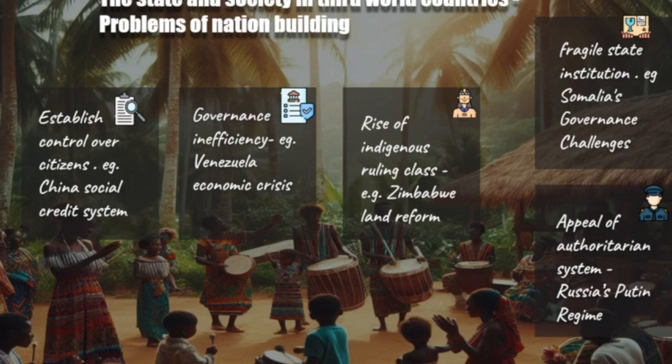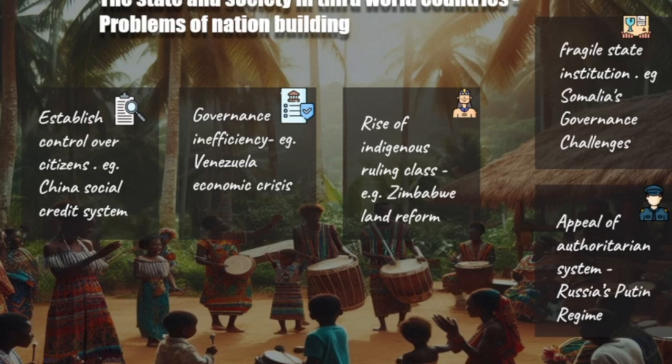Now, the other issue here is fragile state institutions, and we talk about Somalia's governance challenge. Somalia provides a stark example of fragile state institutions. Decades of conflict, clan-based politics, and weak governance have left the country without effective state institutions. This vacuum of power has allowed non-state actors, including militant groups, to exert control over various regions. Somalia's challenge highlights the importance of a strong governance structure in maintaining national stability.